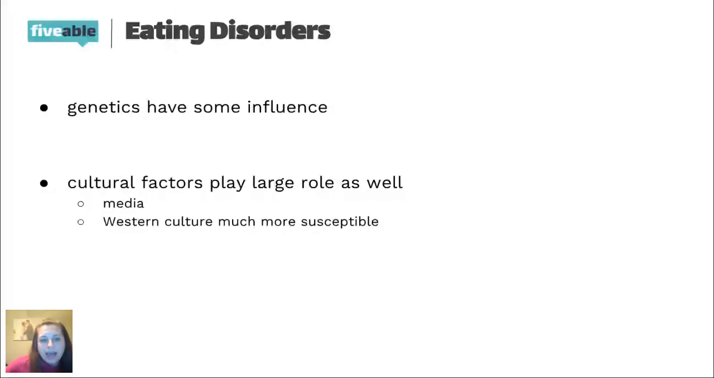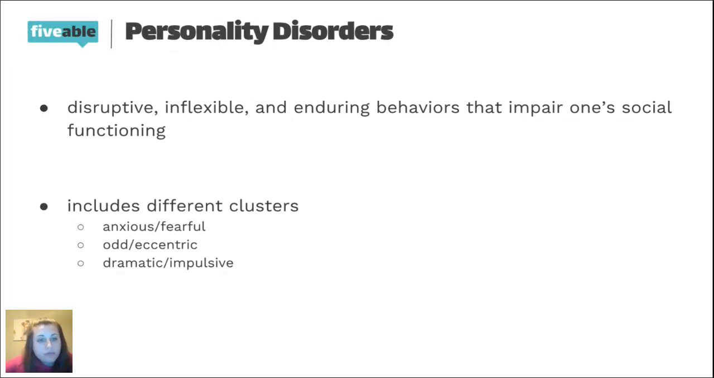All right, the last category for tonight is personality disorders. Personality disorders are basically what they sound like. You have a personality with some sort of impairment on social functioning. It's disruptive, it's inflexible, it's an enduring behavior. It's your personality, a part of who you are that impairs your functioning. There are three basic groupings of personality disorders. There's an anxious/fearful grouping, there are ones we would call odd or eccentric, and then there are those that are dramatic and impulsive.